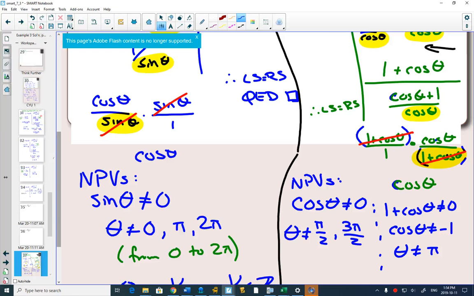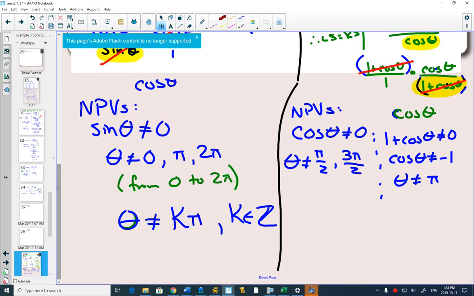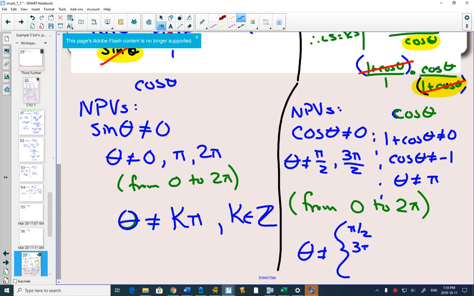How do we write all of our solutions? Again, because these solutions here are from 0 to 2 pi, if I want to write all the things theta can't equal, I take all those solutions from 0 to 2 pi and add 2k pi.